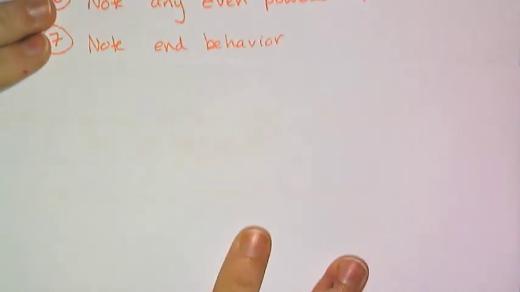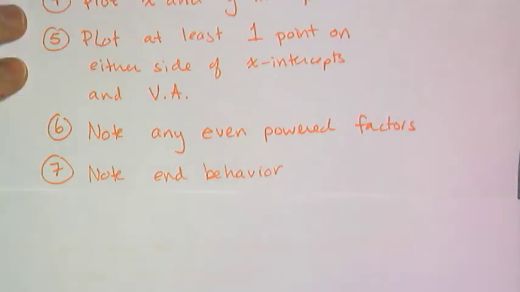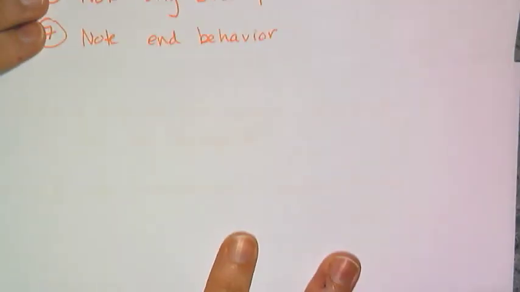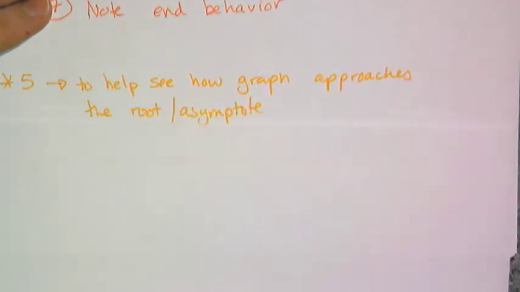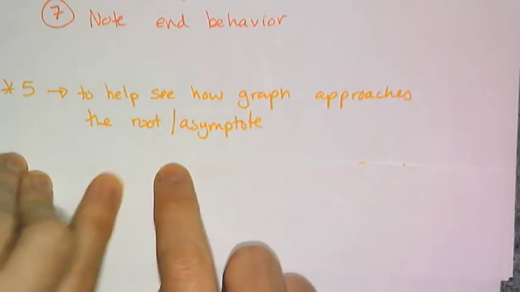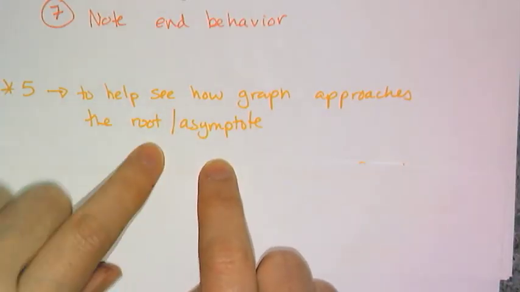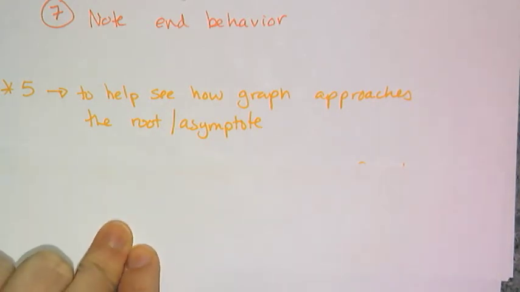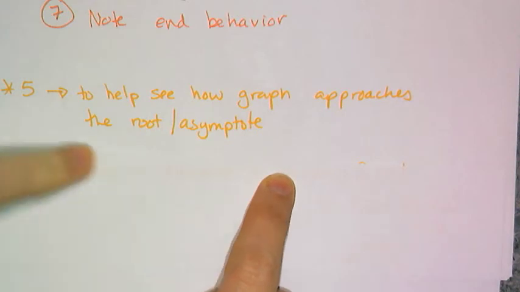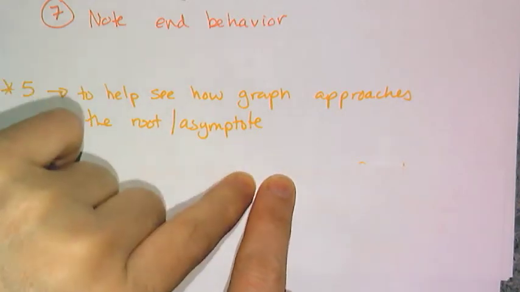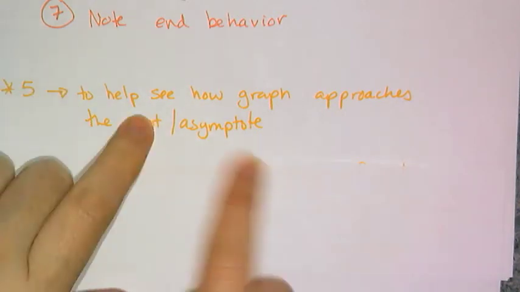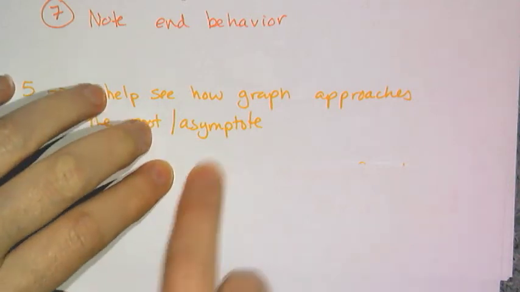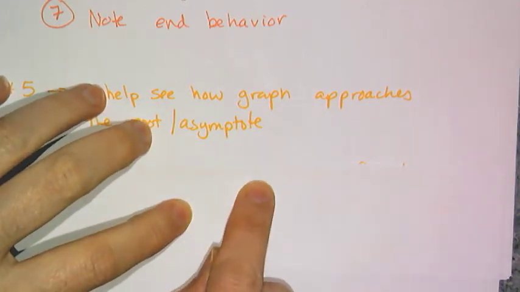Okay, so now let's talk about why you have to do these 5 and 6, the plotting on either side and then noting any even-powered factors. So number 5 helps you see how the graph approaches the root or the asymptote. So you have to look on either side. Is the graph approaching the asymptote from below, or is it going to approach it from above? And the only way to determine that is to figure out some points on either side of the asymptote to see what the graph is doing.